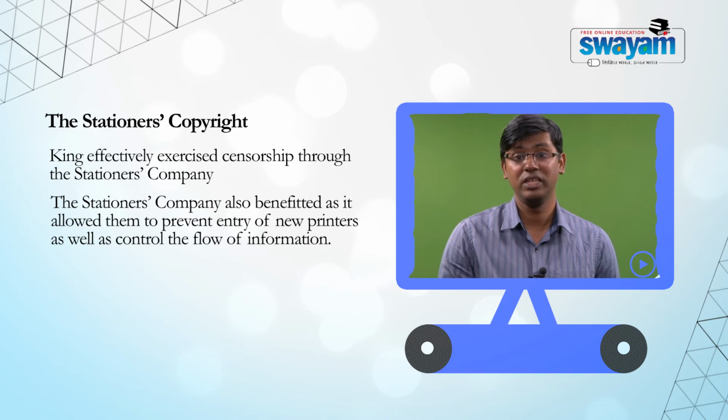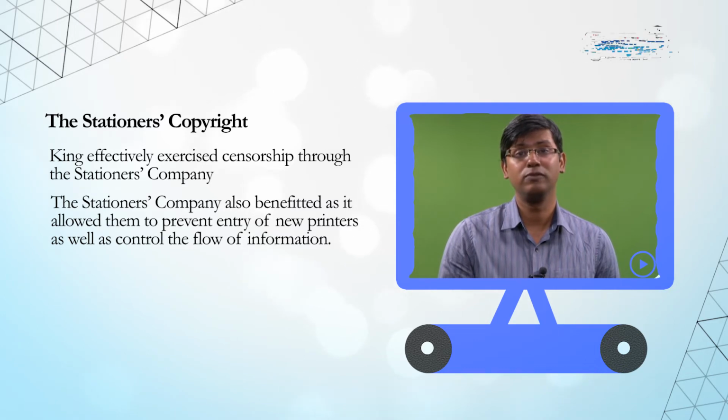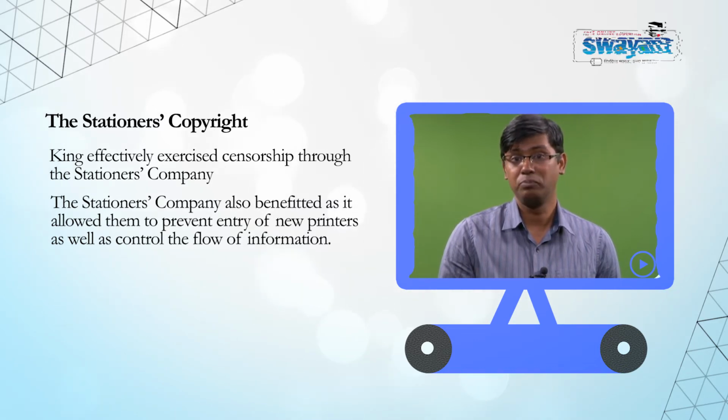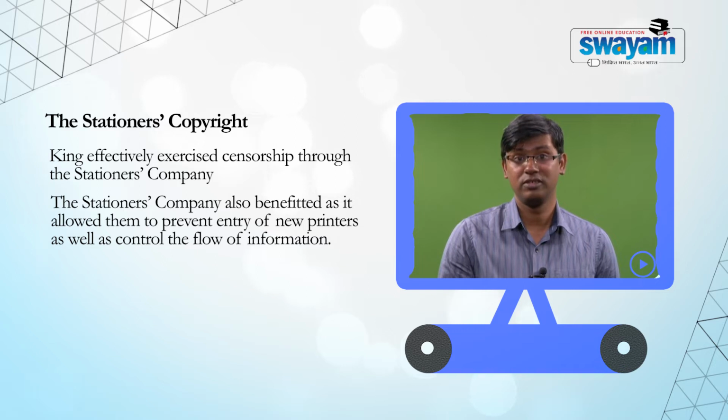The Stationers' Company also benefited as it allowed them to prevent entry of new printers as well as control the flow of information. Printers who were part of the Stationers' Company benefited largely because they could exclude new printers from entering, because they wouldn't give them a license. Secondly, they monopolized what was to be printed. So they basically controlled the flow of information through the Stationers' Company.